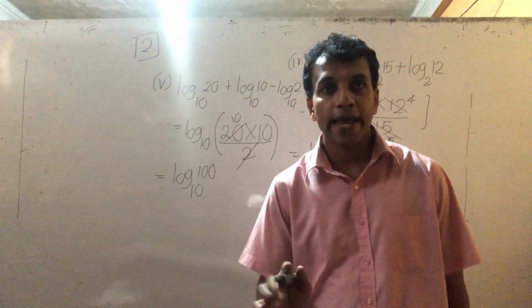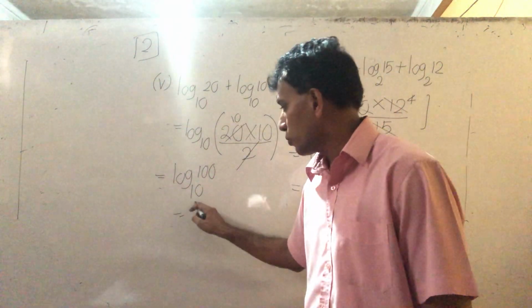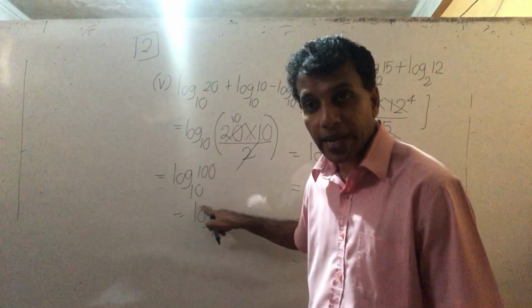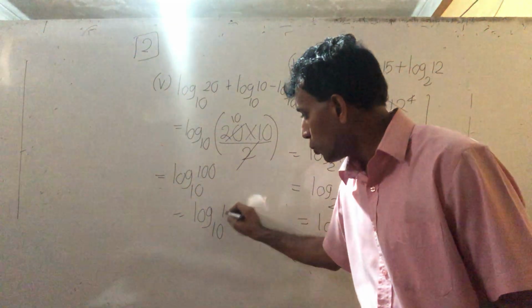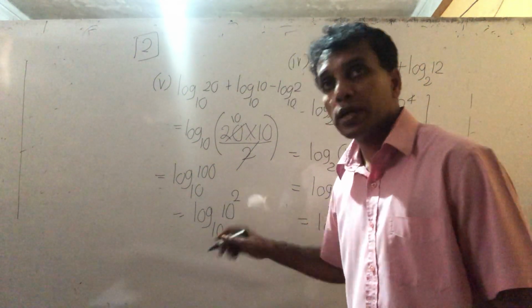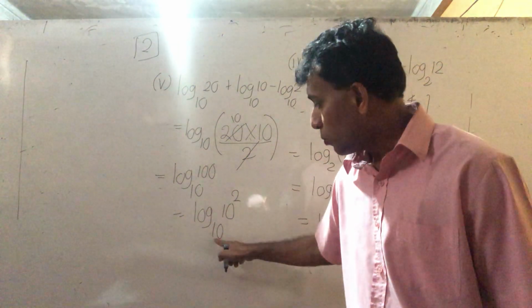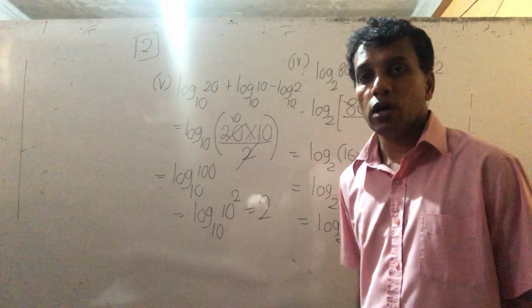Therefore, we have an exact number value. What is that? How to work it? Logarithm base 10. Show the 100 as 10 to the power 2, 10 times 10, 100. So both are same, the power is the answer. Answer is 2.